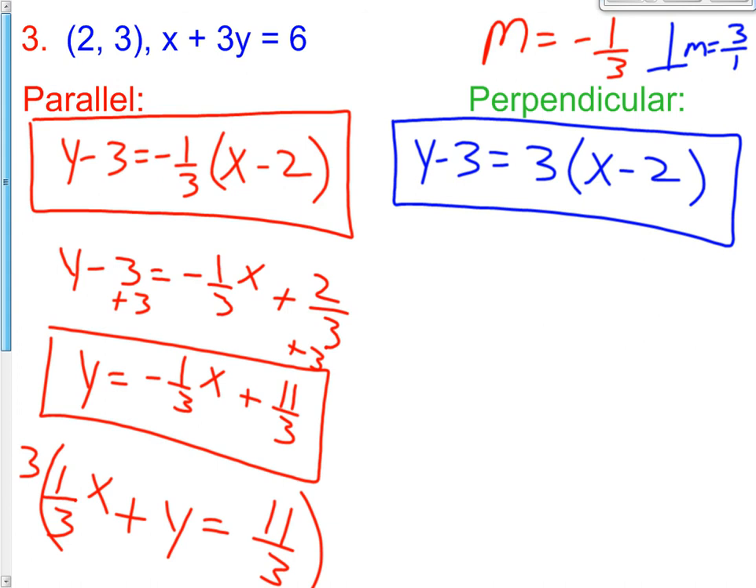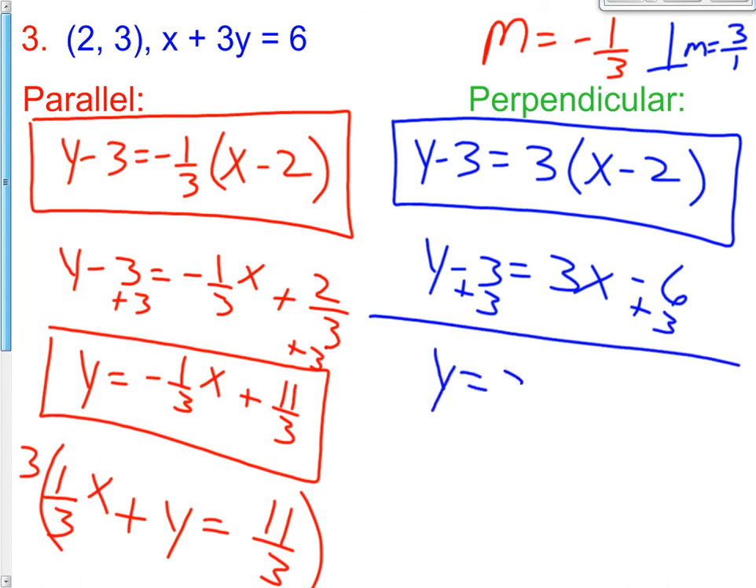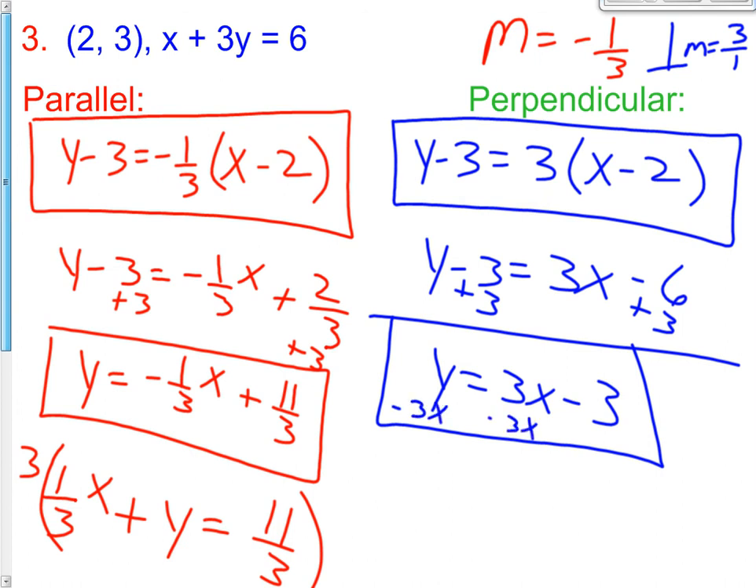Answer number 5. Let's keep on going. We have y minus 3 equals, getting rid of the parentheses by distributing, 3x minus 6. Adding 3 to both sides, we got y equals 3x minus 3. There is answer number 5. Y equals 3x minus 3. And finally, answer number 6, we're going to subtract 3x to get our x's and y's on the same side with standard form. A negative 3x plus a y equals a negative 3.